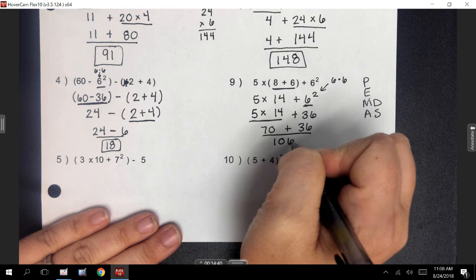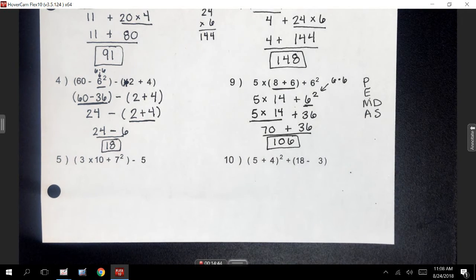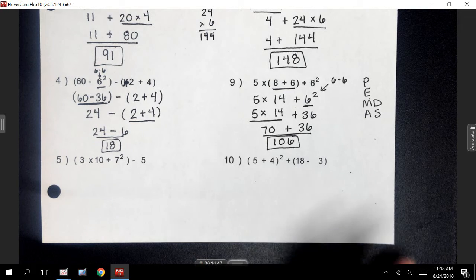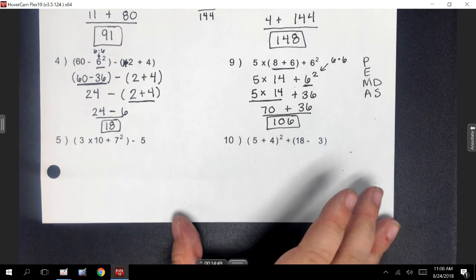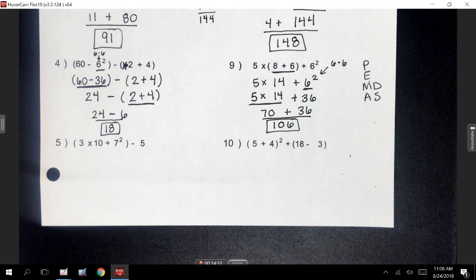We should end up with 106. Again, guys, please never hesitate to go to the side if we would need to line those up. All right, our last two have a little bit more going on. These are going to be a little bit more challenging, but we got it.